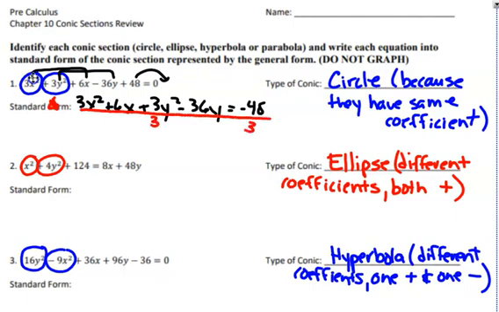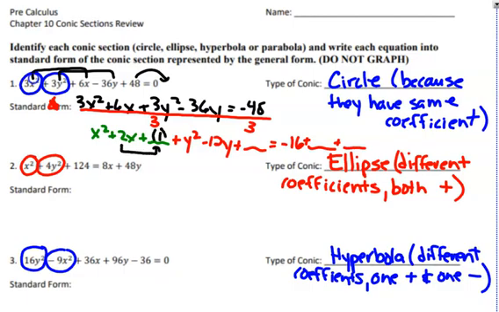Divide everything by 3. So I end up with x squared plus 2x, and I'm going to set it up for completing the square. With the y's, 3 divided by 3 is y squared. Negative 36 divided by 3 is negative 12y. Then negative 48 divided by 3 is negative 16. I'll put 2 blanks there. We'll take half of this and square it and add it to both sides.